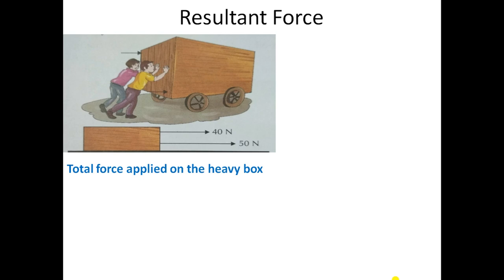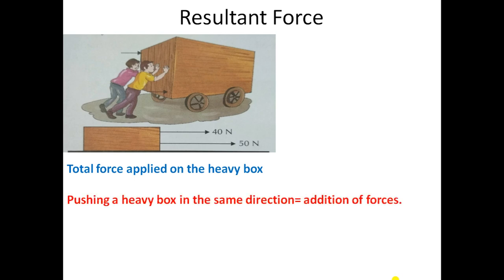Now let us see, students, the total force applied on this heavy box. How can we calculate the total force? Simply by adding the two forces together. The total force acting on the box is 40 Newton plus 50 Newton, which is equal to 90 Newton. So the total force applied on the heavy box is equal to 90 Newton.